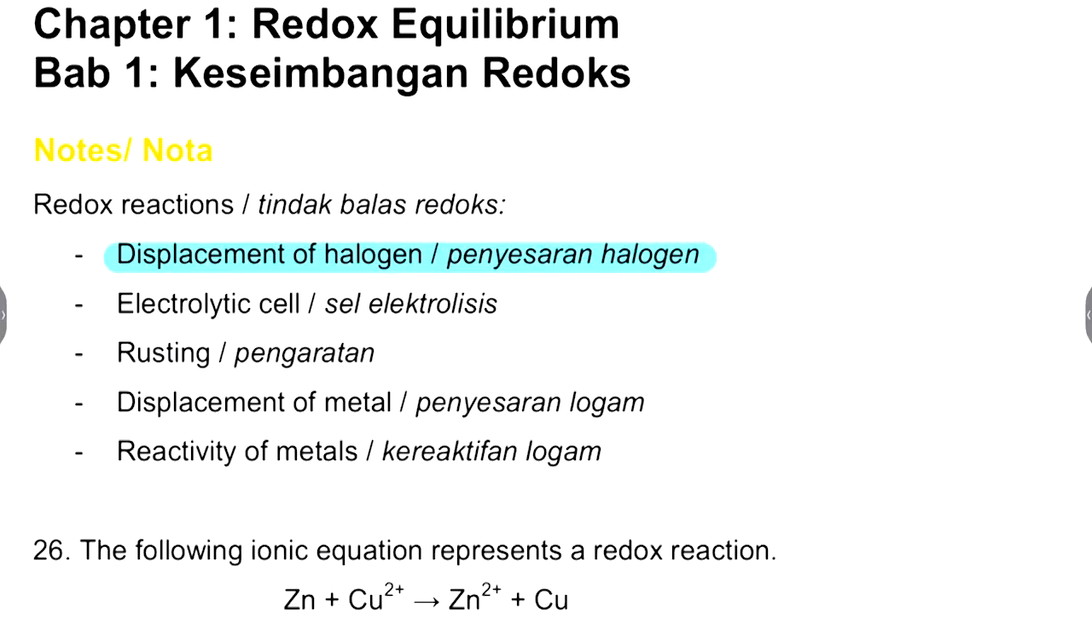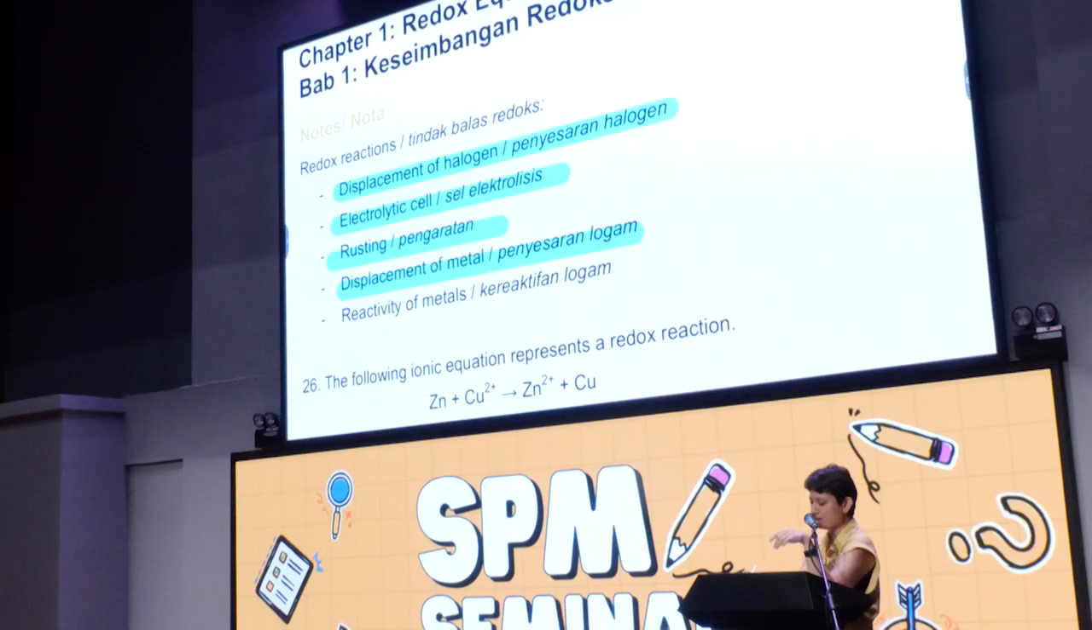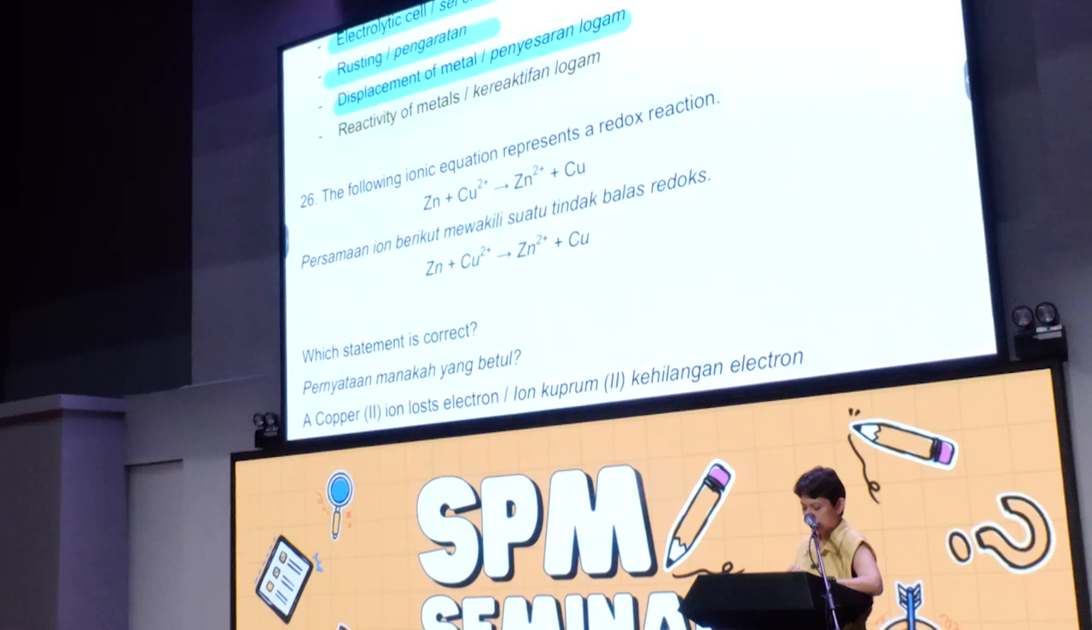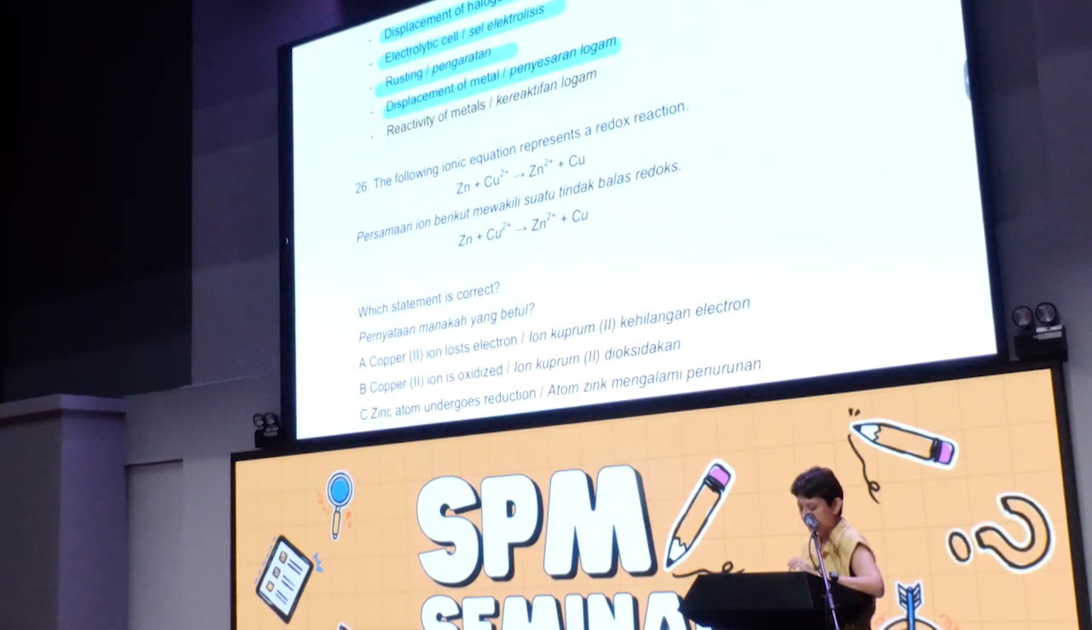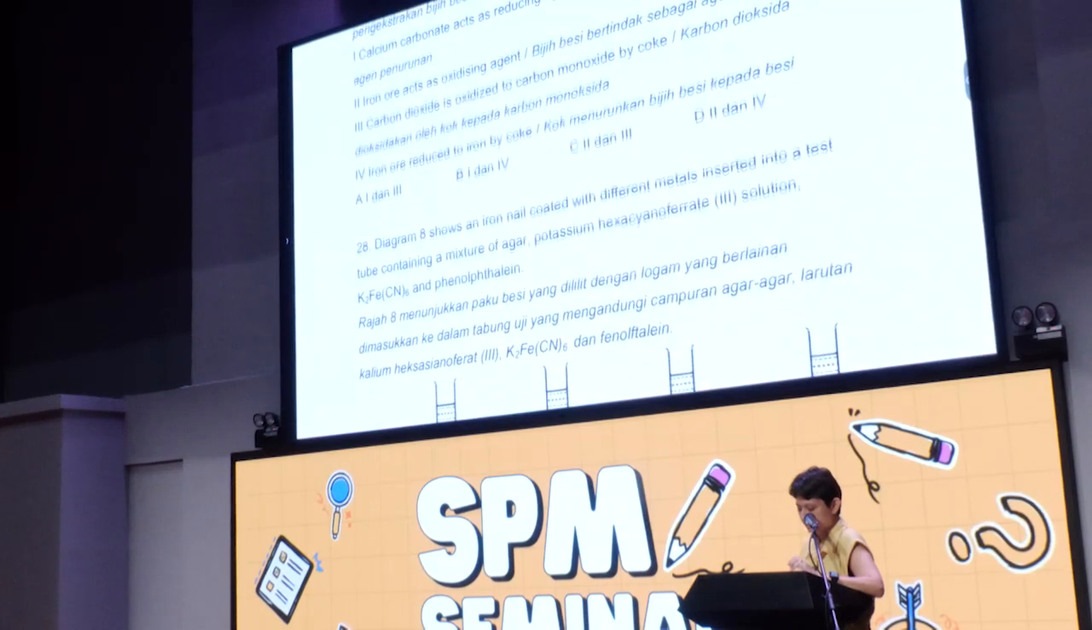All right. Displacement of halogen, electrolysis, rusting, displacement of metal, reactivity of metal. Okay, this one you have to memorise. Yes, I'm sorry. You don't memorise this, you cannot answer questions. Reactivity of metals. For Paper 1 you have to memorise. Alright. Now let's look at this.